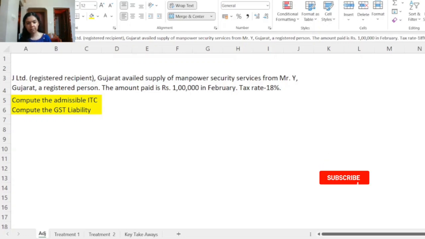So now the moment you see manpower security services, something should immediately strike you. This service is often connected with reverse charge mechanism under GST. But we have to also remember that RCM will not apply in every case. We must identify who the provider and who the recipient are. And we have to also check the status of the provider, that is whether the provider is a body corporate or a non-body corporate. So let's decode these facts carefully and go through the wrong and the correct treatment. So first we'll go through the wrong treatment.